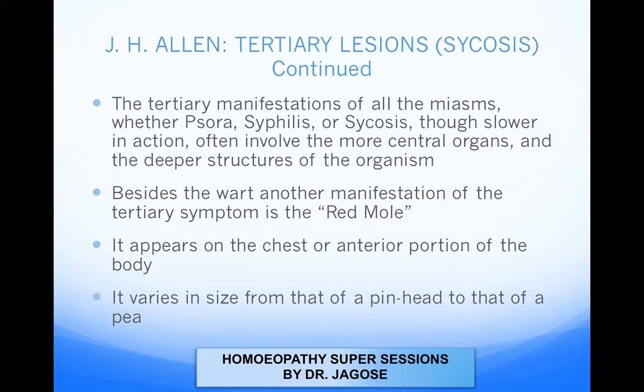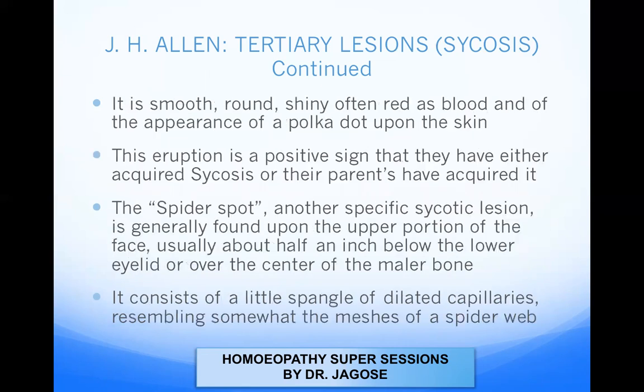Allen now introduces us to another manifestation, that is the red mole. It appears on the chest or anterior portion of the body. It varies in size from that of a pinhead to that of a pea. It is smooth, round, shiny, often red as blood, and of the appearance of a polka dot upon the skin.